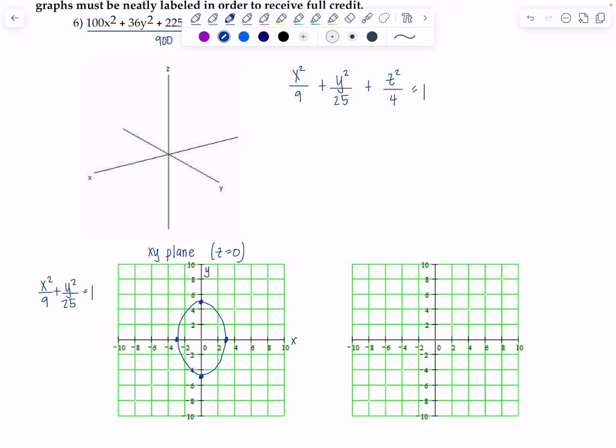Now in the yz plane, that means x is 0. Again, we get a cute little ellipse, y²/25 + z²/4 = 1. So I'll say this is the y-axis, this is the z-axis. The y-intercepts are 5 and -5, and then the z-intercepts are 2 and -2.